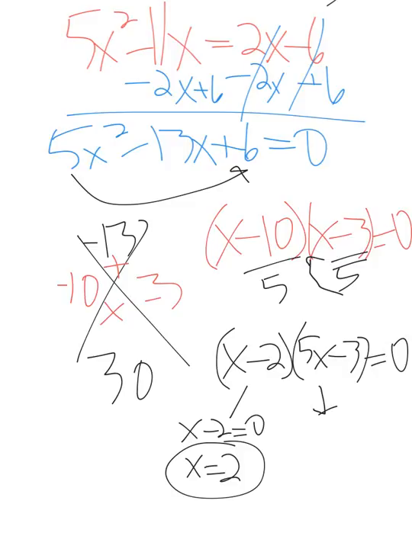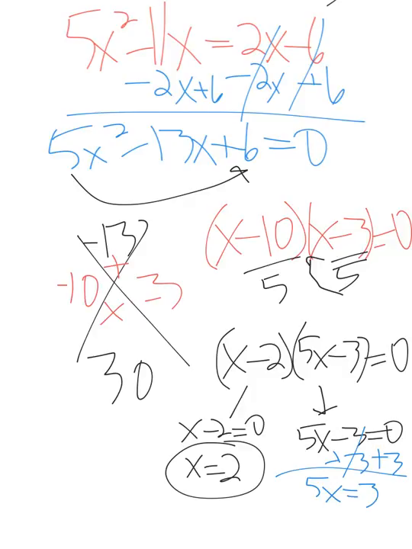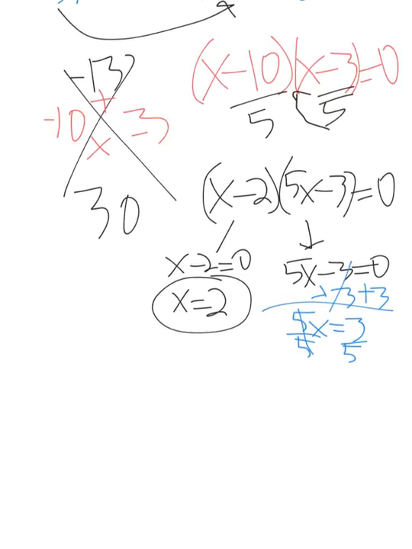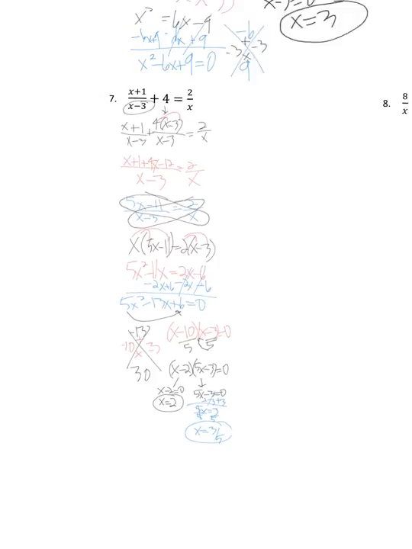And then 5x minus 3 equals 0. I'm going to have to add 3 and divide by 5. So 5x equals 3, divide by 5, and you get x equals 3/5, like I said would happen. But yeah, so that's all the odds.